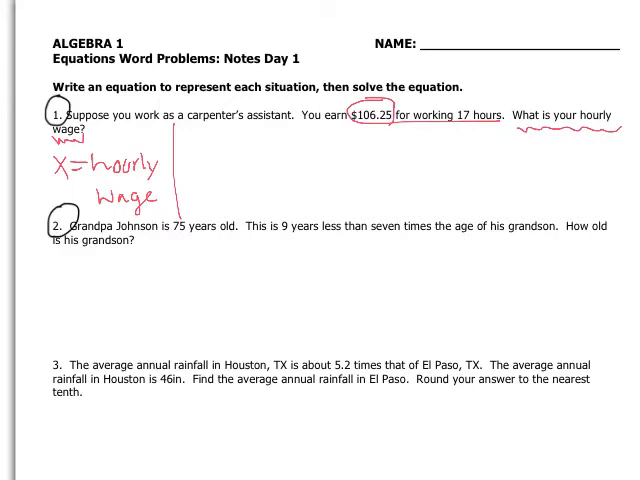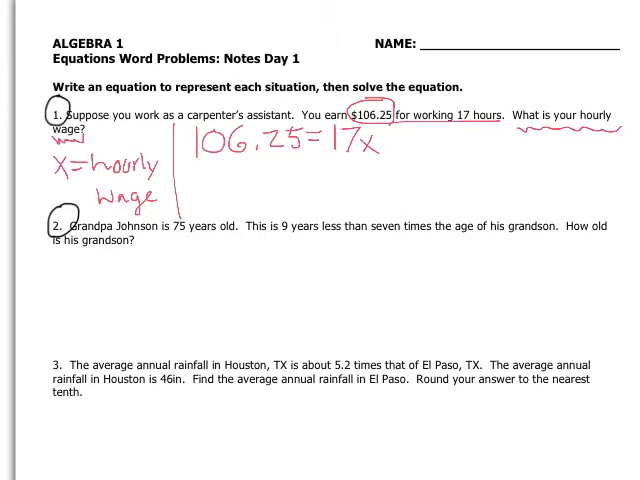Now I'm going to write my equation. Total equals everything else, total equals everything else. Do I need to say it again? Okay, total equals everything else. What is my total? What's the total amount of money I earned? 106.25 equals everything else. How did he earn that money? Working 17 hours. How do you make money when you work 17 hours? You get paid per hour, your hourly wage. So 17 hours times the hourly wage, so 17x.